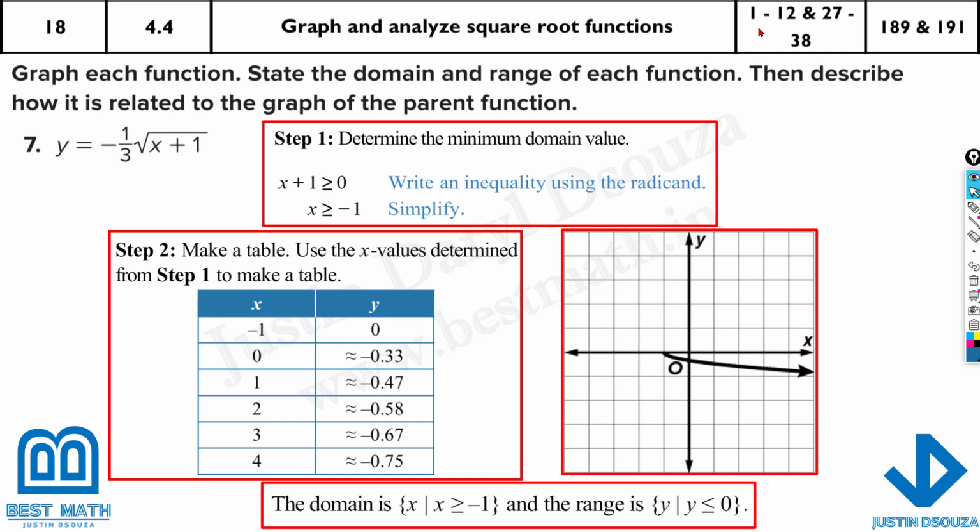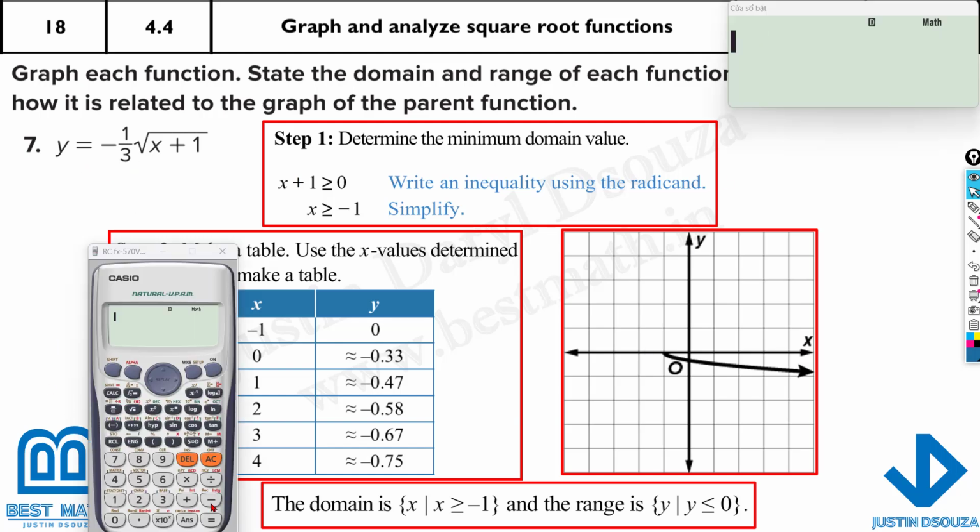I'll show in the calculator. Just type this equation out. It's 1 divided by 3 minus 1 by 3 square root of x plus 1. So I'll calculate this at 0. What is the answer? Negative one thirds. Yes, this is almost negative one thirds.